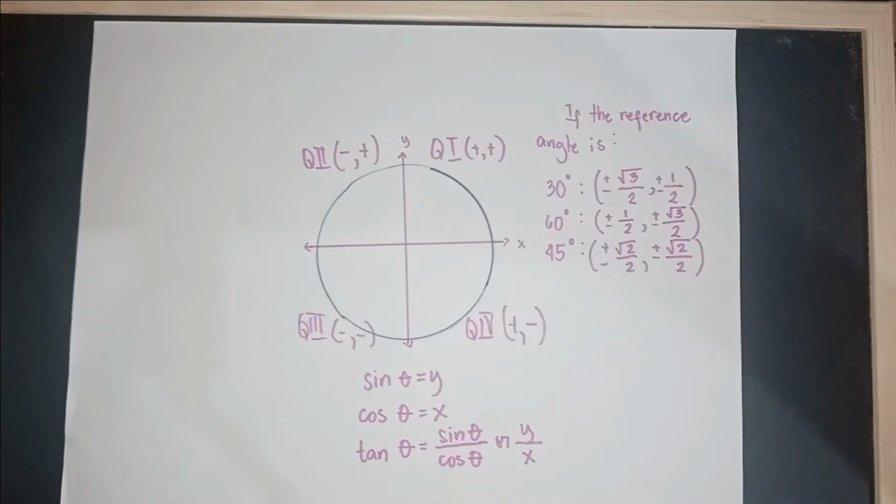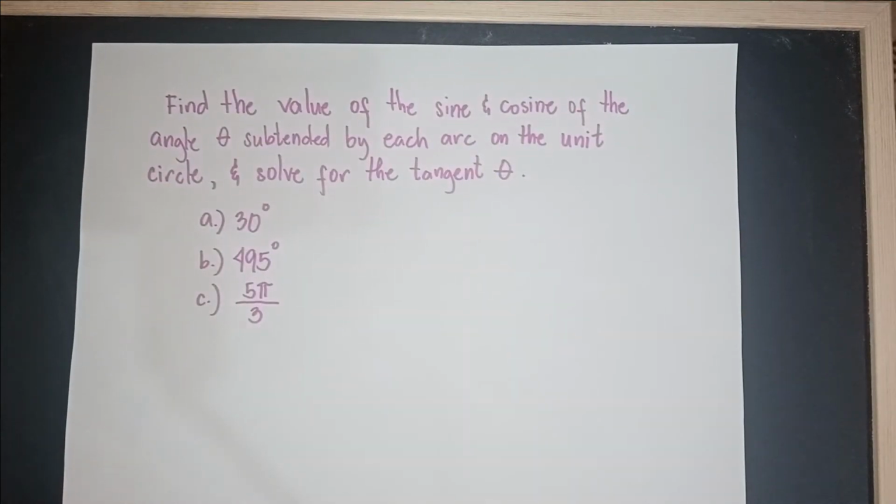Okay, we have here a problem. Find the value of the sine and cosine of the angle theta subtended by each arc on the unit circle and solve for the tangent theta. So we have here 30 degree angle, 495 degrees, at saka 5 pi over 3.